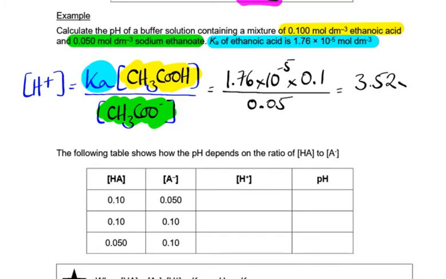3.52 times 10 to the minus 5. Not quite there. Yeah, that's the hydrogen ion concentration. To get the pH, we just want to do minus log of that, which to 2 decimal places is 4.45.